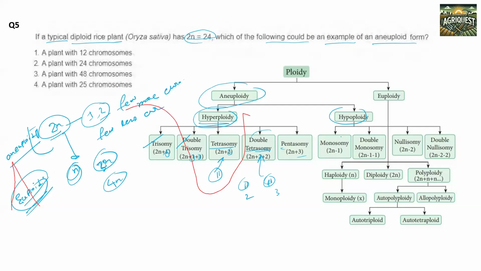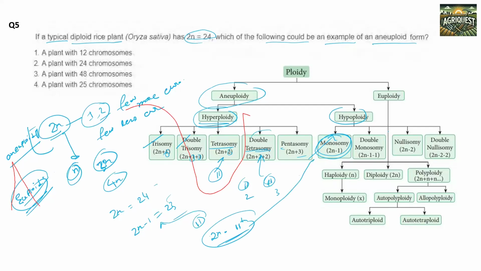What is a monosomy? Sometimes a monosomy question comes in the GRF, so you should remember. In this condition one chromosome is removed. If 2n is equal to 24, the monosomy condition will be 23 in the rice plant. If only one copy of chromosome number 11 is present, it can be written as 2n minus 11, and this is called monosomy.